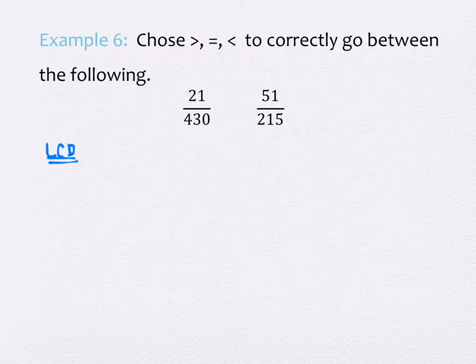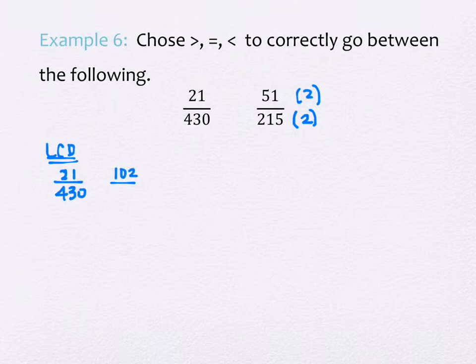Okay, so start with which fraction? Okay, the right-hand fraction, and you want to multiply not just by 2, but by 2 over 2, actually, right? Okay, so our first fraction was 21 over 430. What would our second fraction be? 102 over 430. So which one's larger? The second one's larger, right? So the correct symbol between them would be the less than symbol. The first one is less than the second one.